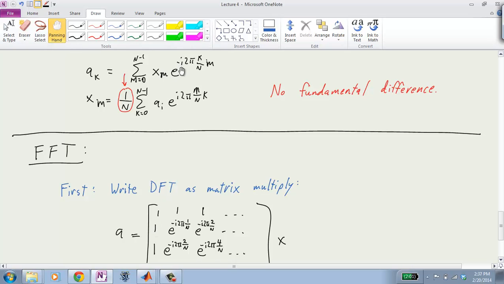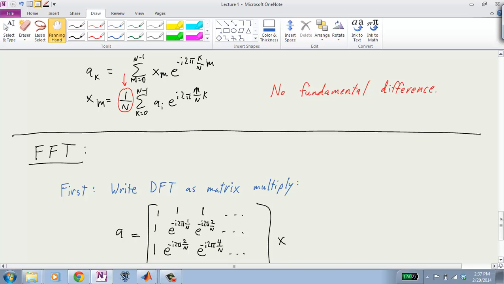The second number that you multiply by x sub 1 should be e to the minus i 2 pi 1 over n. That's here. That's going to be multiplied by the second part of x. And so forth. So this whole row, each one of these gets multiplied by one term of x and added up. That's what matrix multiply means. And we see we just have written out this formula in a matrix notation.